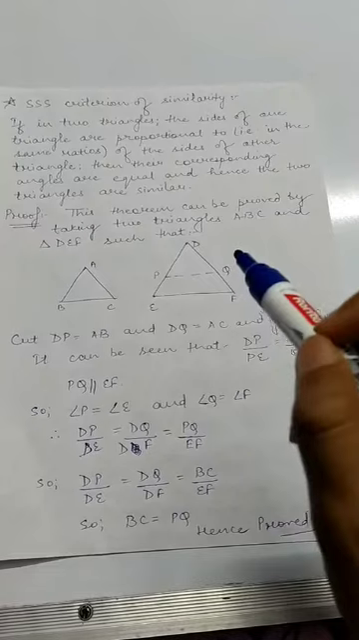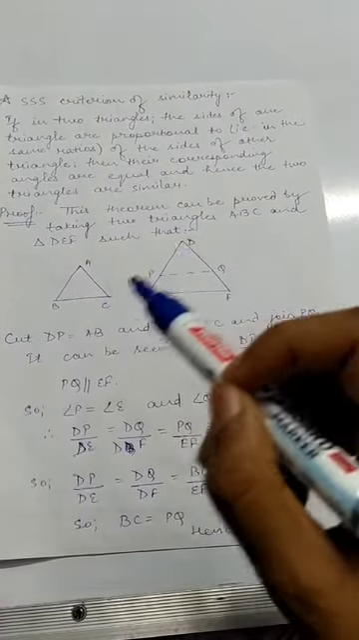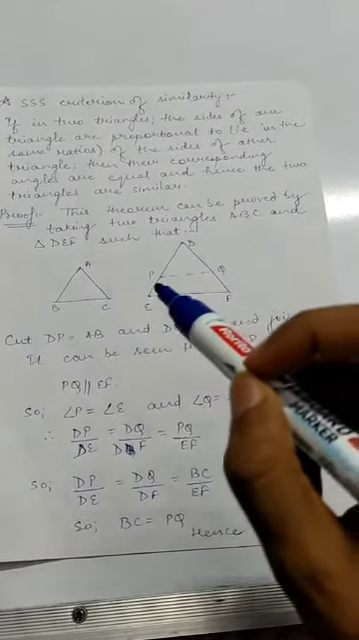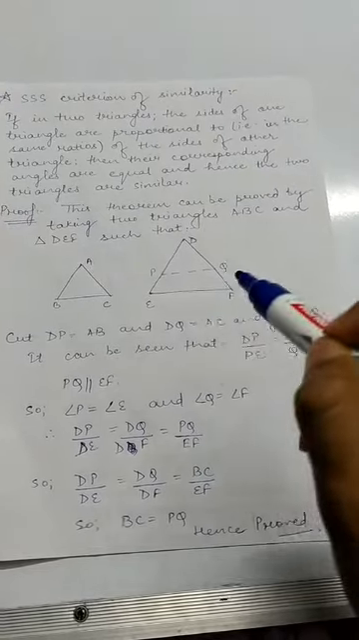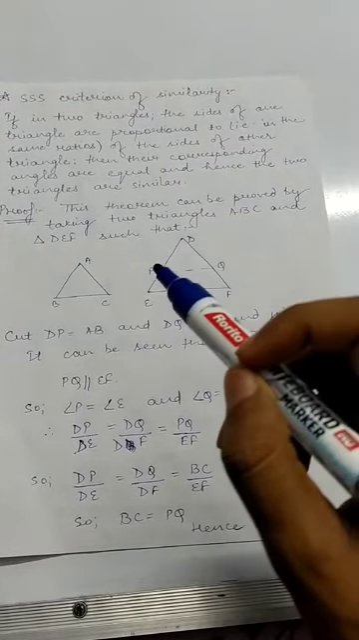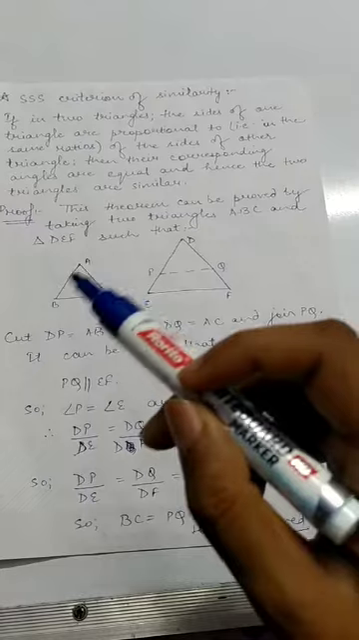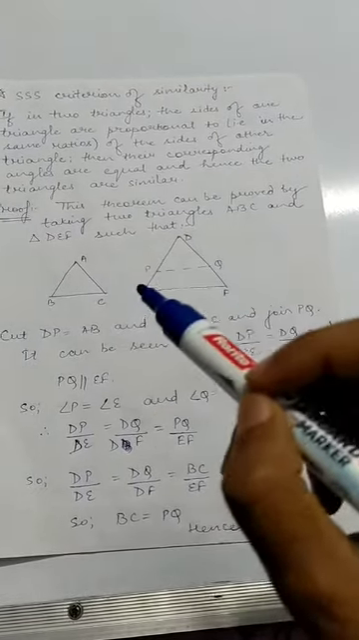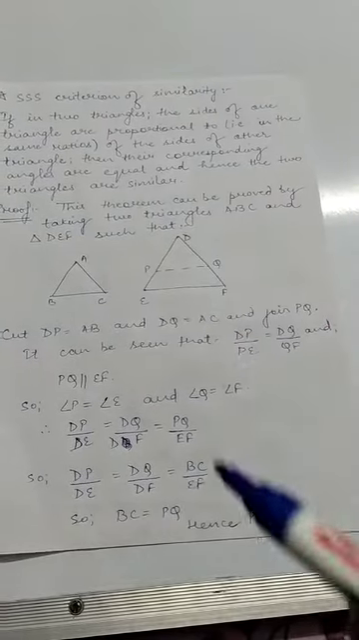This can be proved by taking two triangles, that is triangle ABC and triangle DEF. Again draw a line PQ which is parallel to EF such that DP equals AB, DQ equals AC, and join PQ.